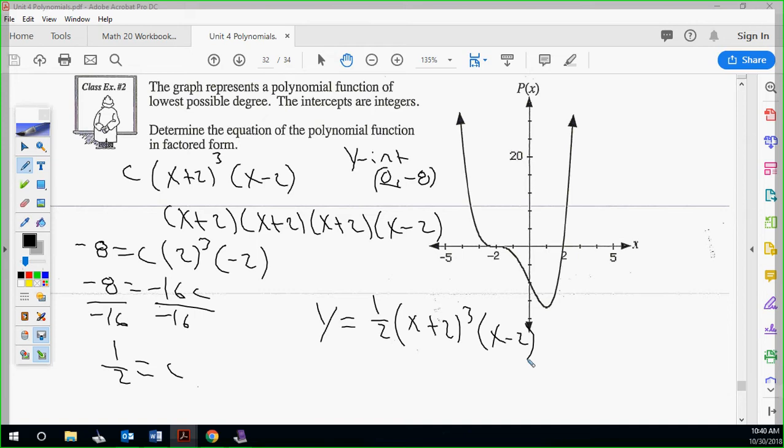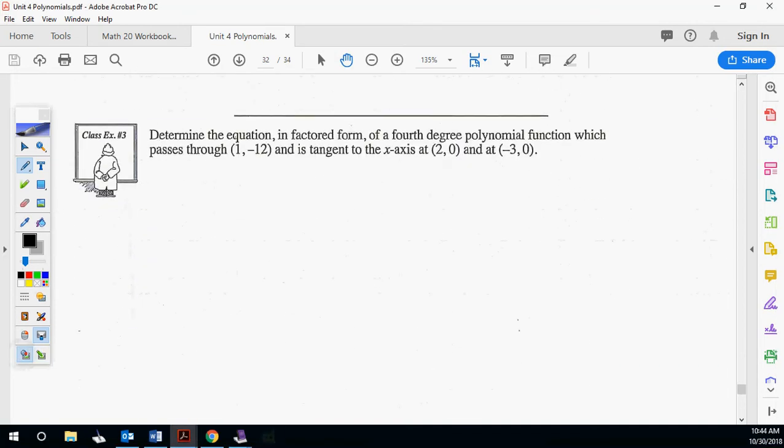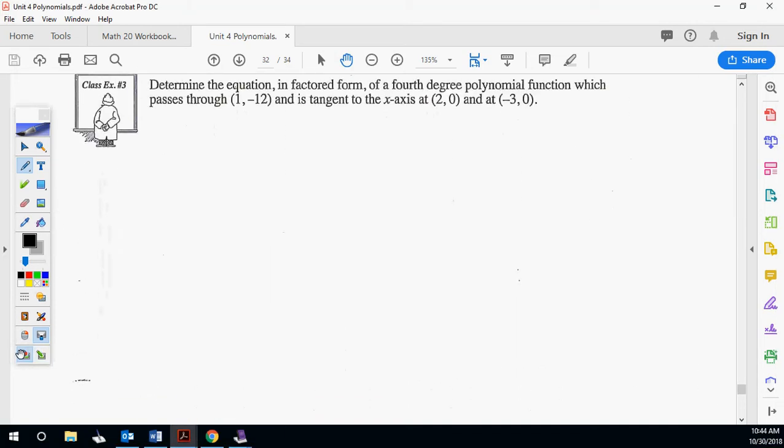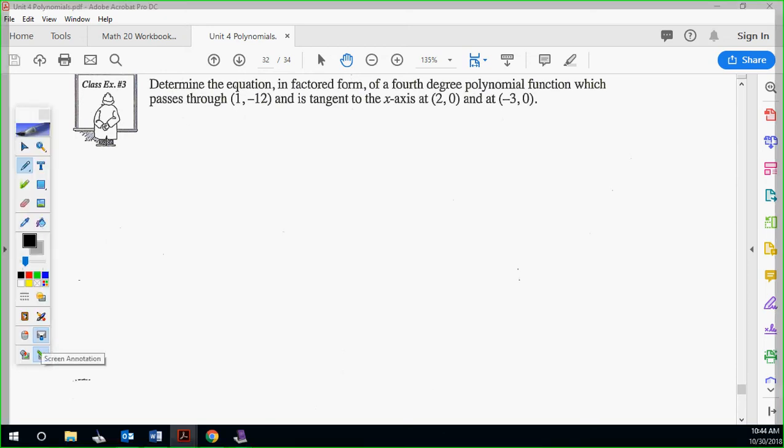All right, so we go to the second example on this page. Determine the equation in factored form of a 4th degree polynomial which passes through 1, negative 12, and is tangent to the x-axis at 2, 0, and negative 3, 0. So that means it has 2 bounce points. You reading that okay? It's got 2 bounce points. It says it's tangent to the x-axis at 2, 0, and negative 3, 0.